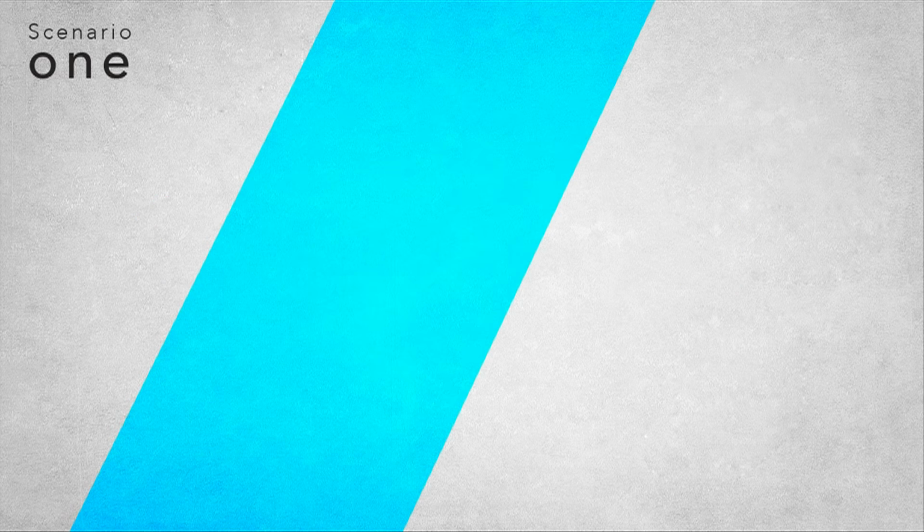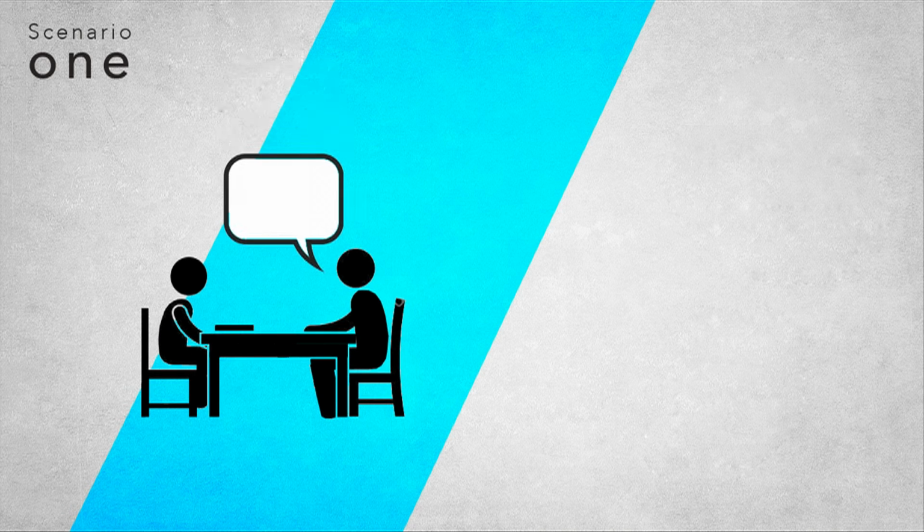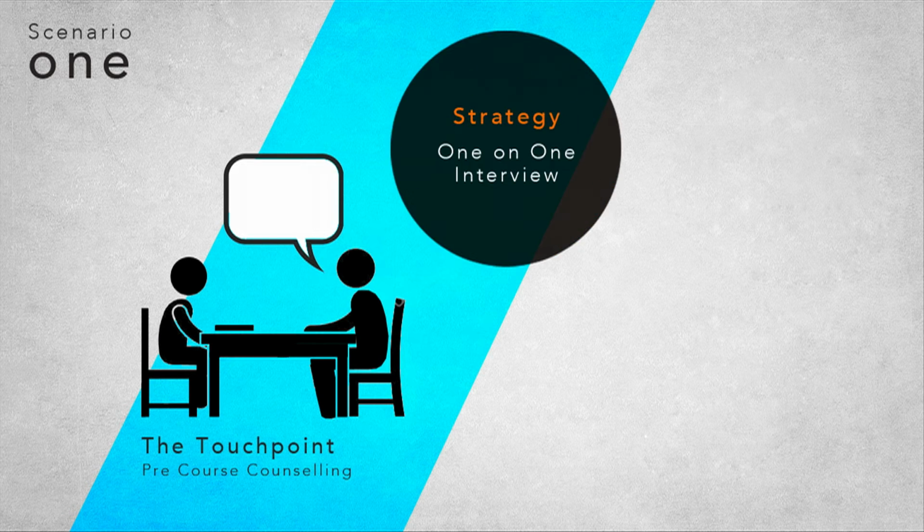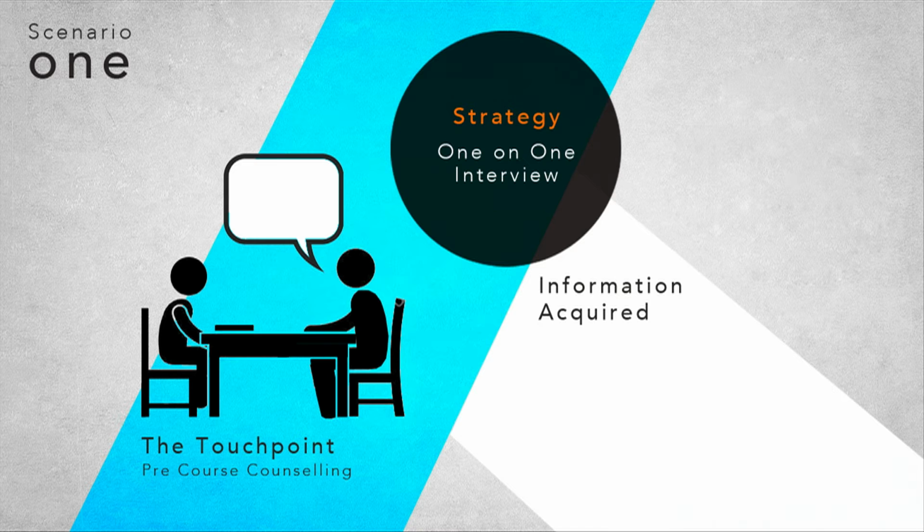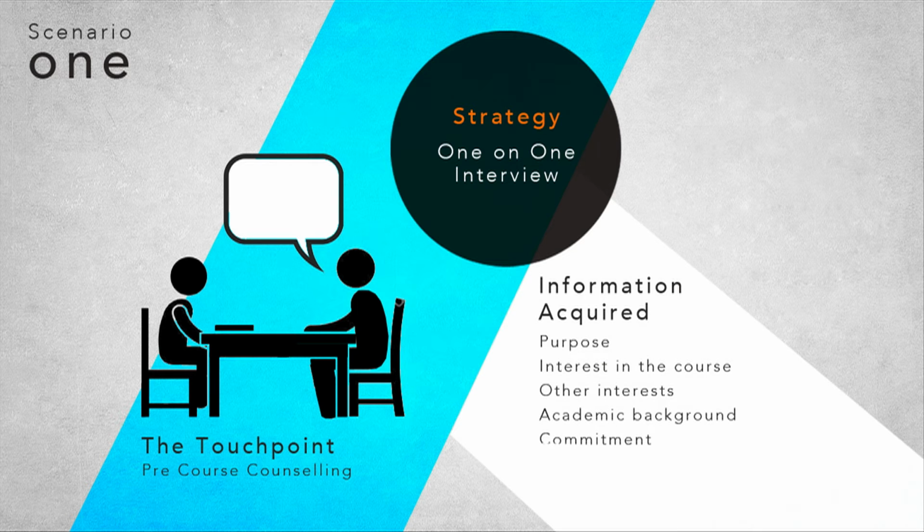Scenario 1. The first touch point with a student could be a pre-course counseling session. The strategy used here would be a one-on-one interview. Through this strategy, you may be able to gain an understanding of why the student wants to do the particular course, the student's academic background, interests, aspirations, and commitment.